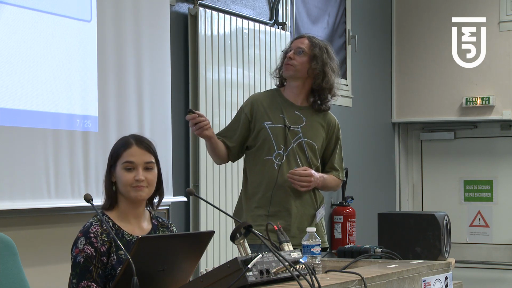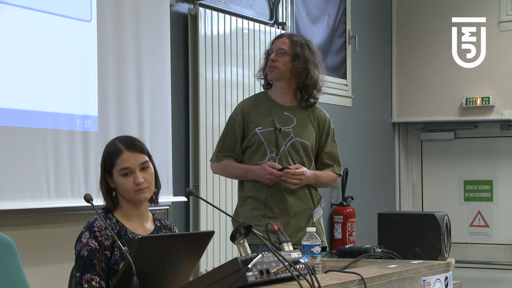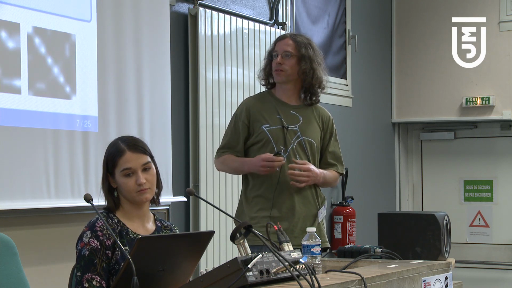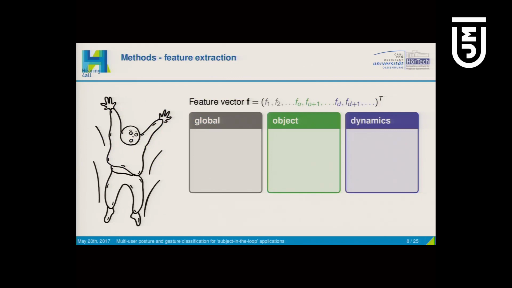So we define some kind of temporal object coherence, which is mainly the size of the objects and the distance from frame to frame. So size changes and distance changes. And we just try to diagonalize some kind of this coherence matrix to optimize the order. This works quite well. Yeah, so we have this point cloud for every object.